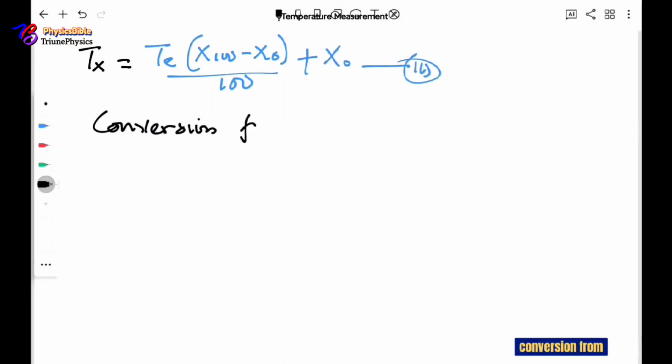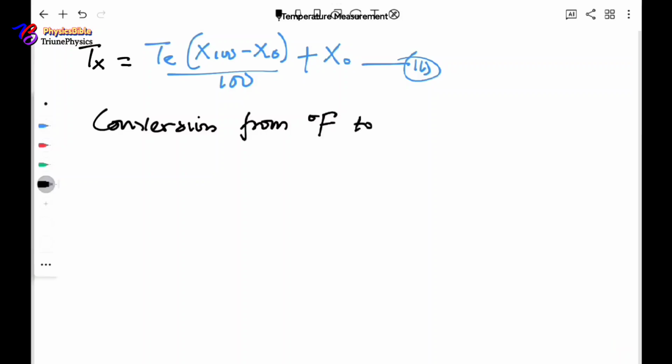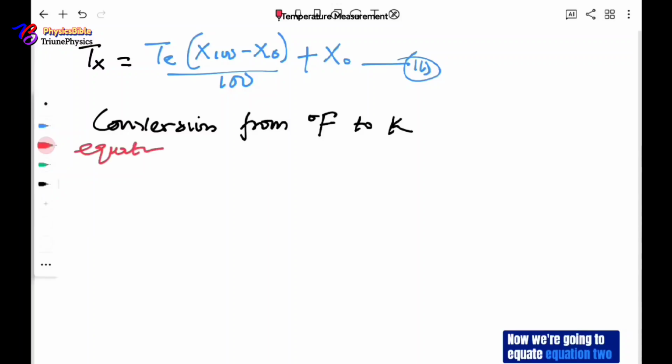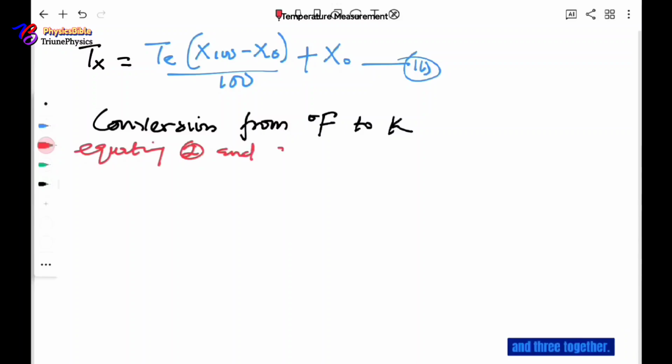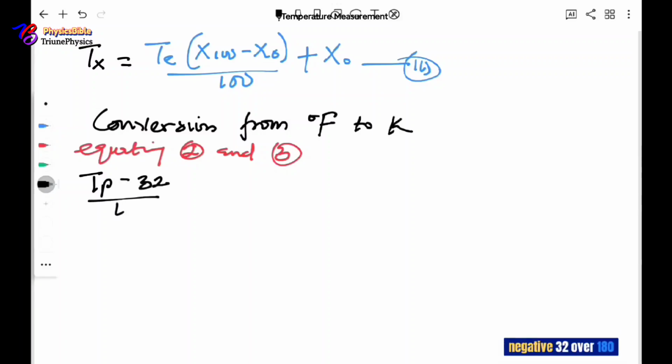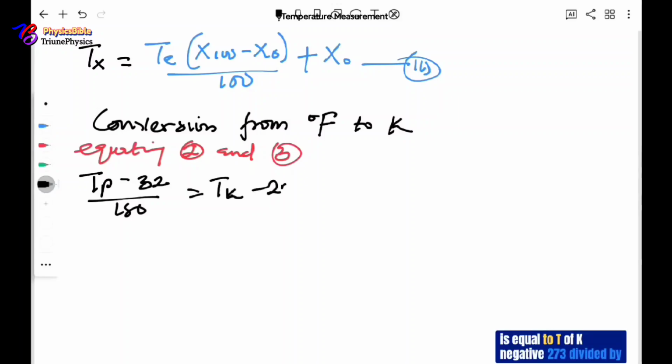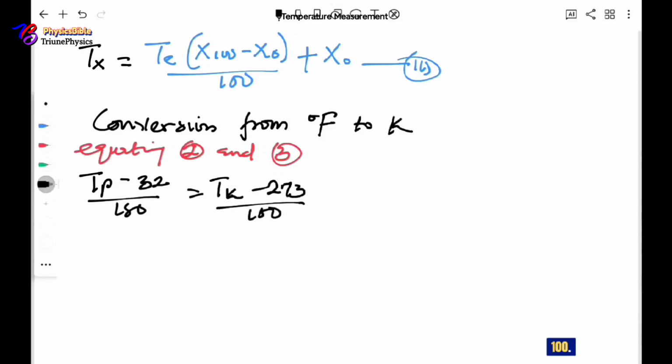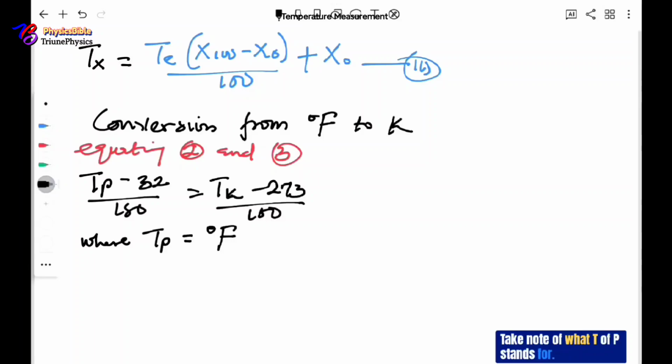Now conversion from degrees Fahrenheit to absolute Kelvin. Now we are going to equate equation 2 and 3 together. So that from equation 2 you have (T_P − 32) over 180 is equal to (T_K − 273) divided by 100. Let's cross multiply, where T_P is equal to degrees Fahrenheit. Please take note of this. Don't get this confused. Take note of what T_P stands for.